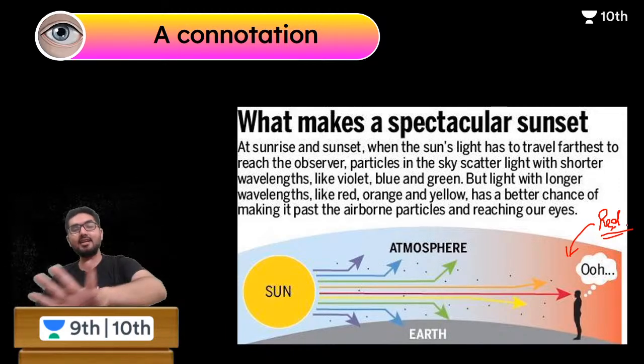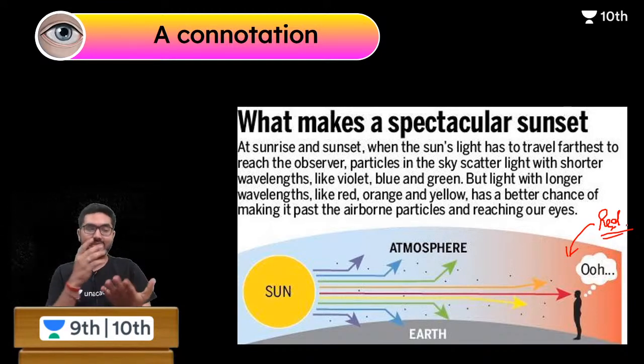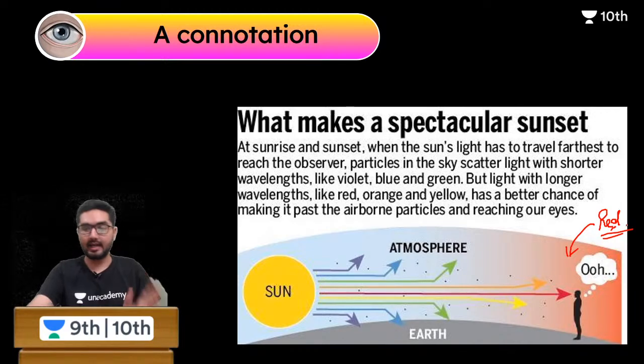So basically, red color has the maximum wavelength. The wavelength is maximum for the red color, so it scatters the least and hence it is coming onto your eyes.